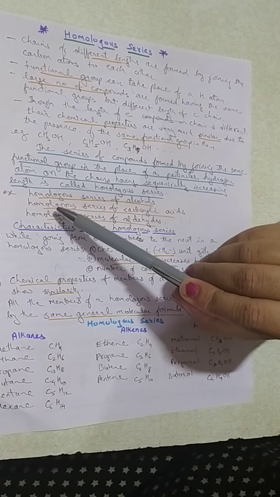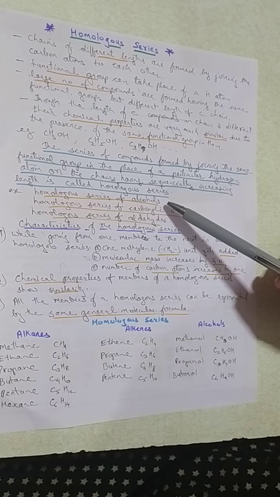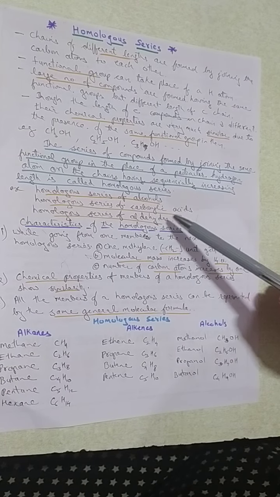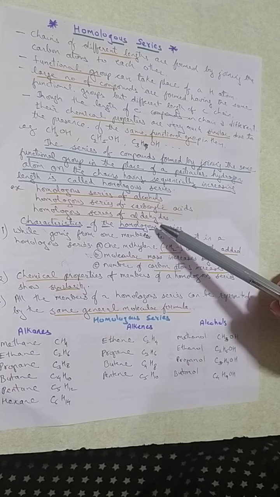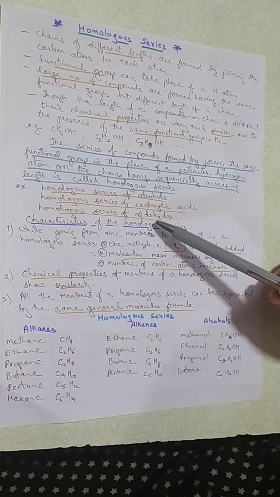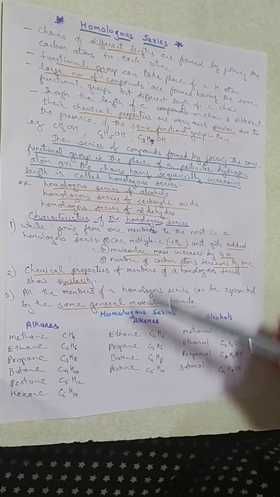Let us take an example. Homologous series of alcohols means in place of hydrogen the OH group is attached. Or you can say the homologous series of carboxylic acids or homologous series of aldehydes. They all have the same general formula. Hence, they have the same chemical properties. Only the number of carbons goes on increasing.